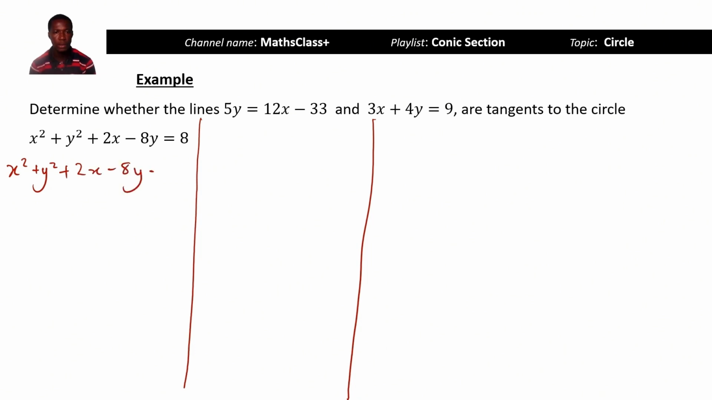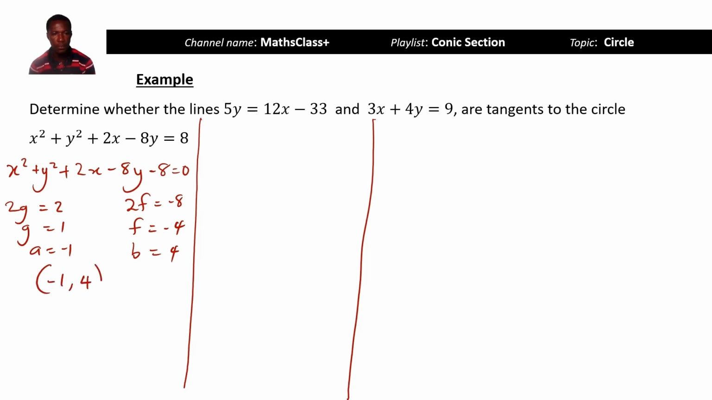I'm rewriting this way. Now my 2j is equal to 2, my j is equal to 1, and my a is equal to minus 1. My 2f is equal to minus 8, my f is minus 4, and my b is equal to 4. Therefore, the center of the circle is negative 1, 4.